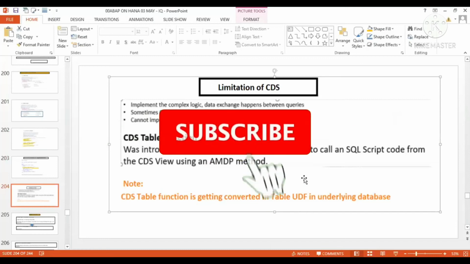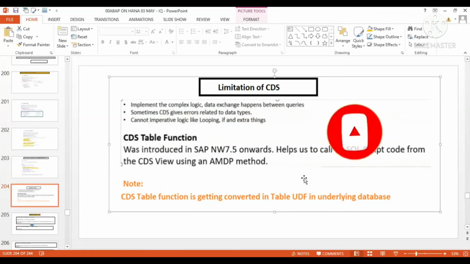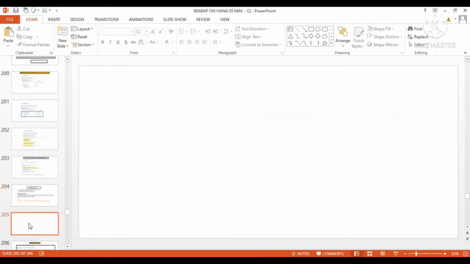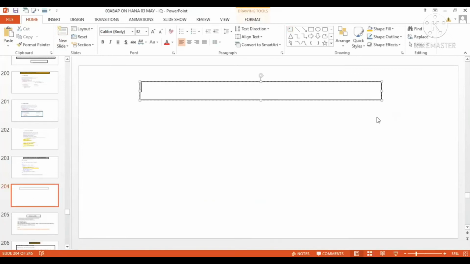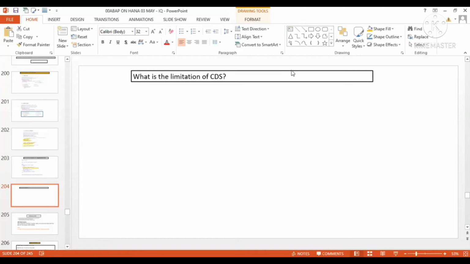See the limitations of CDS. What is the limitation of CDS and what is the way to come out of it up to some extent? What is the way to come out up to some extent? So this is the question. What is the limitation of CDS? Okay, so let's first try to understand the limitation of CDS.